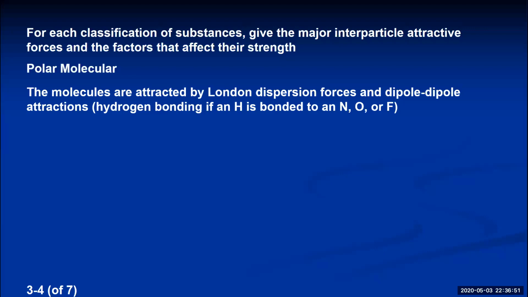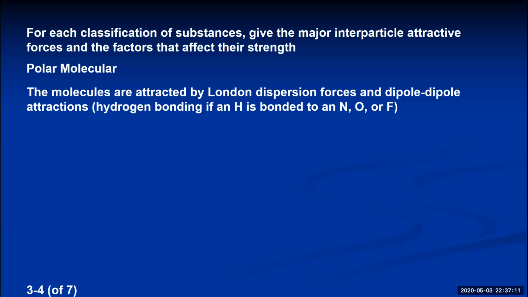Polar molecules can sometimes have a third attractive force called hydrogen bonding, but those molecules must have a hydrogen in their formula, and they have to be bonded to either a nitrogen, oxygen, or fluorine. If that's the case, then a hydrogen in one molecule would be able to form hydrogen bonding with an N, O, or F in a neighboring molecule.